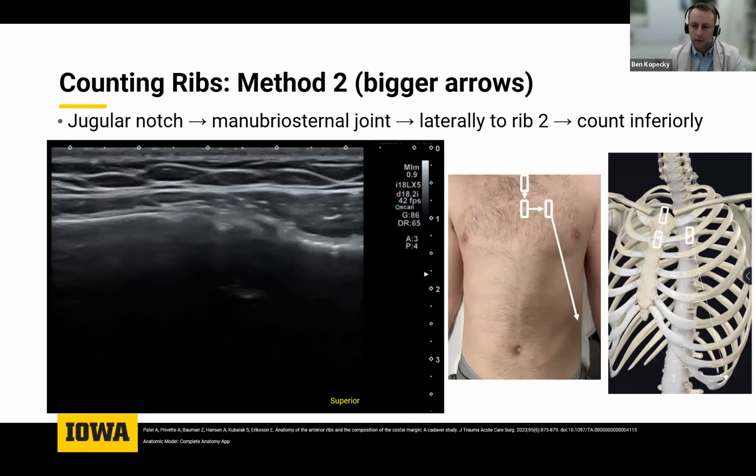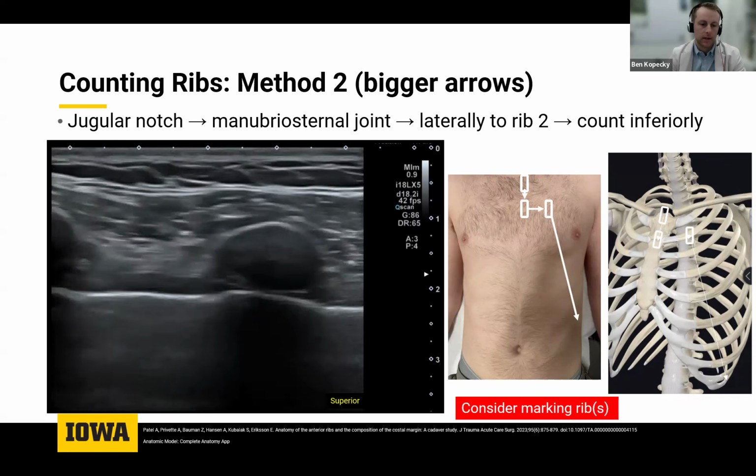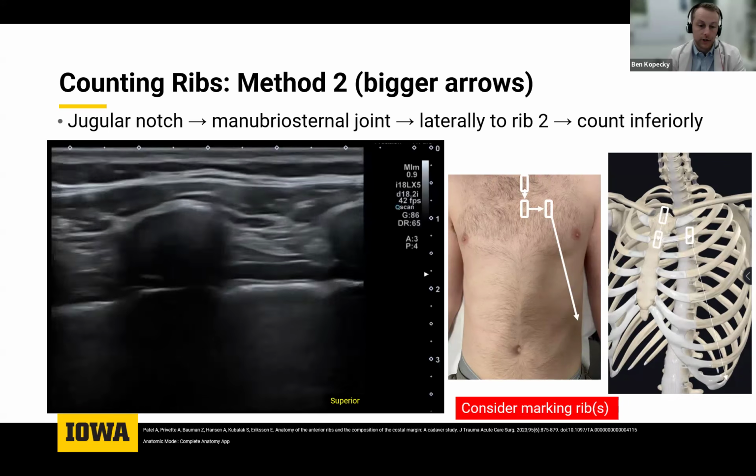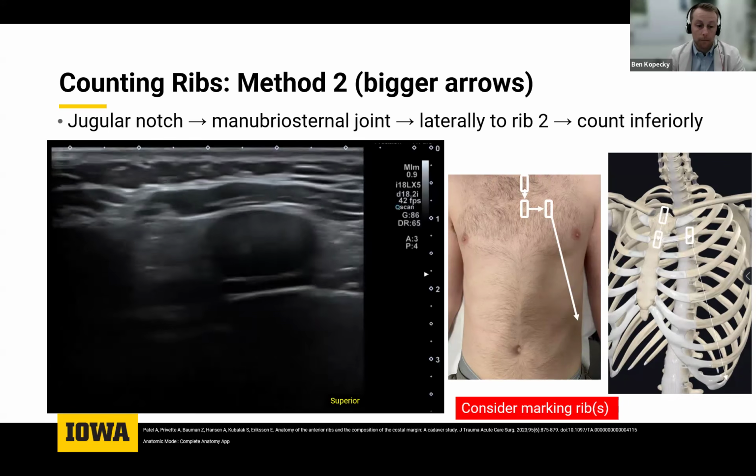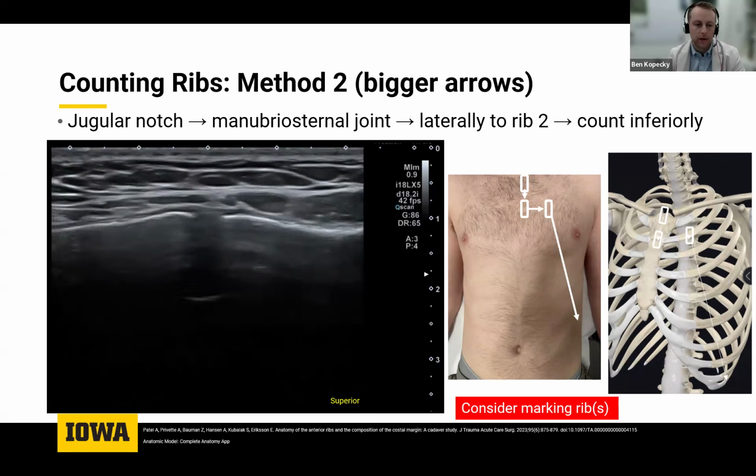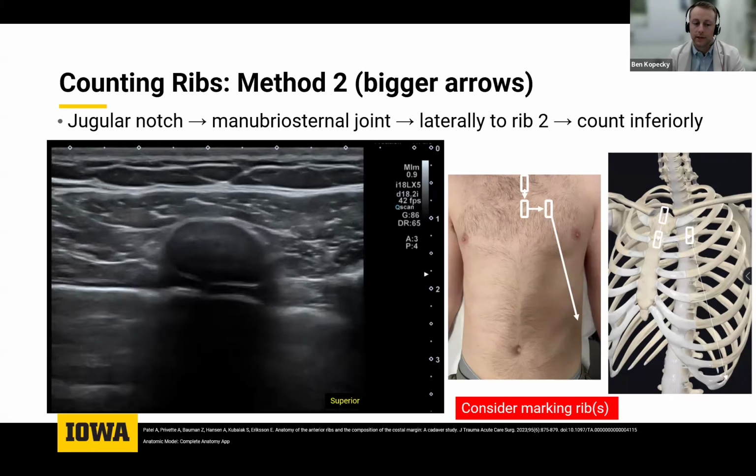So regardless of which method you choose to count the ribs, after you've done this, I'd encourage you to use your marking pen to number or mark a rib or two so that you have a reference should you lose your place during the rest of the scan.